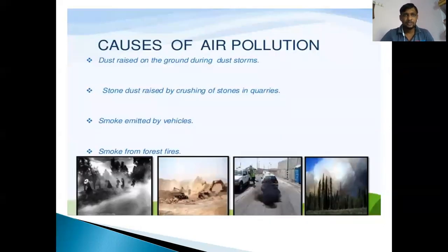So the causes for air pollution are dust raised from the ground during storms. Next is stone dust raised by the crushing of stones in quarries, smoke emitted by vehicles, and smoke from forest fires. These are the main causes for air pollution. Dust raised from the ground during dust storms. Dust raised from the crushing of stones in the quarries.